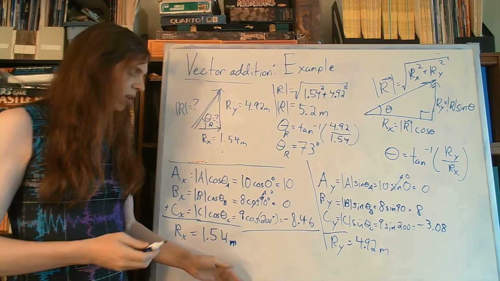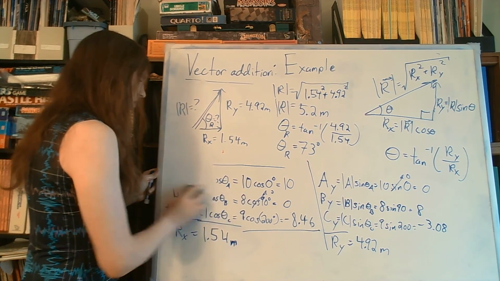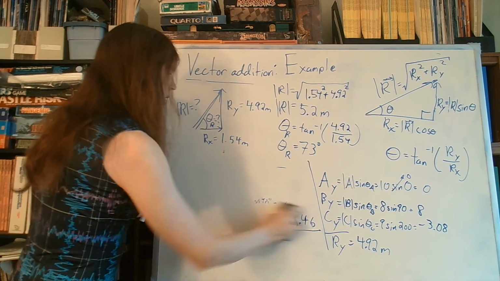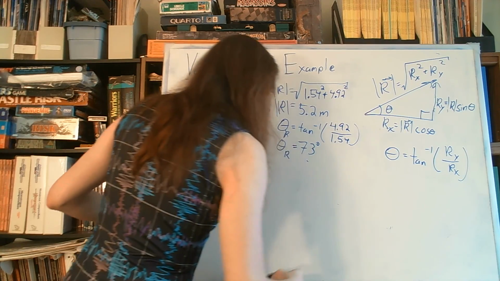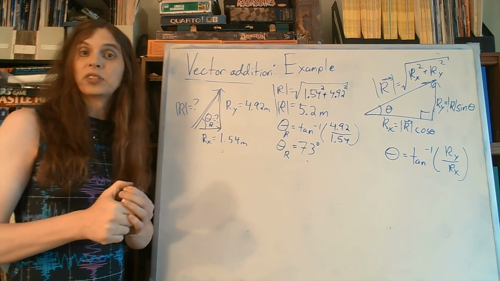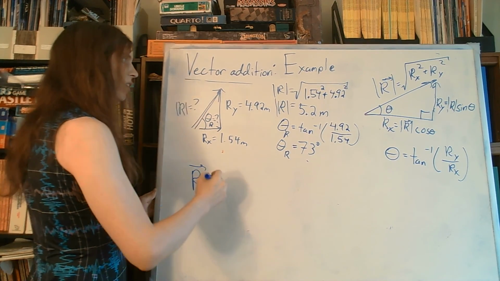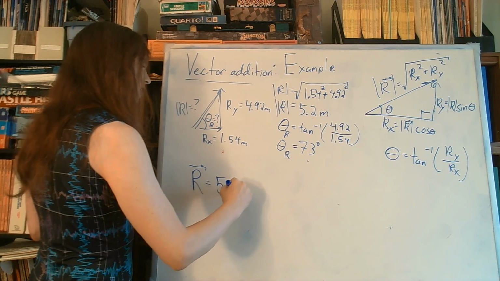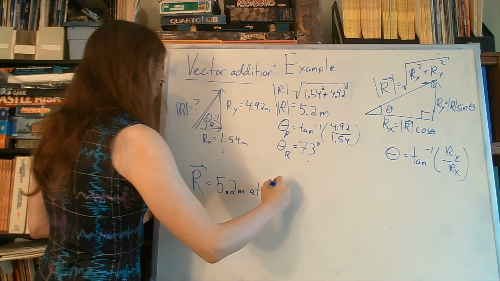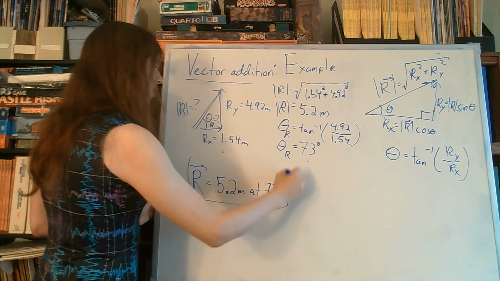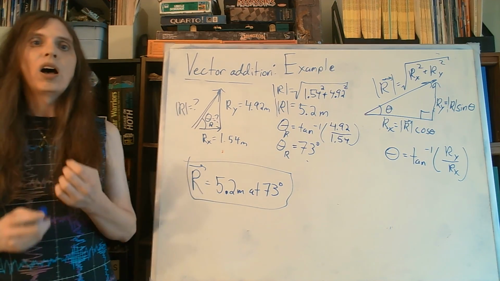And often, if I'm looking for my answers here, I might want to write that out more explicitly and say that our vector r here is 5.2 meters at 73 degrees. And call that good.